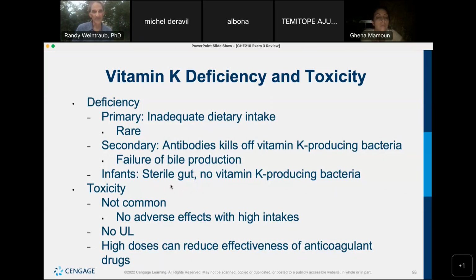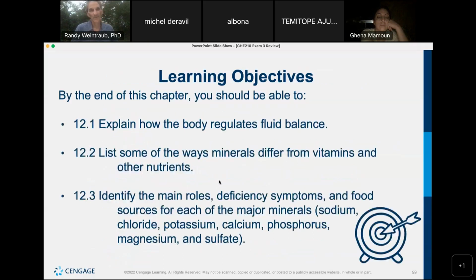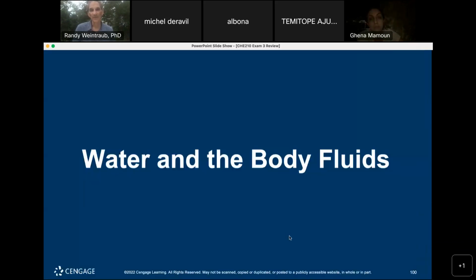You see there it says sterile gut, no vitamin K producing bacteria. So there are a couple of vitamins that we get help from our microflora, our gut microbes, to produce, and vitamin K is one of them. We get some biotin made by our microbes and some vitamin B12. Okay, here's what we should know about the fat-soluble vitamins.